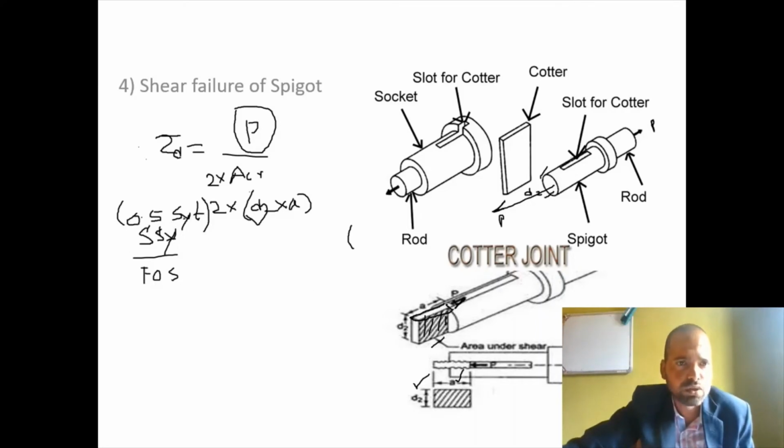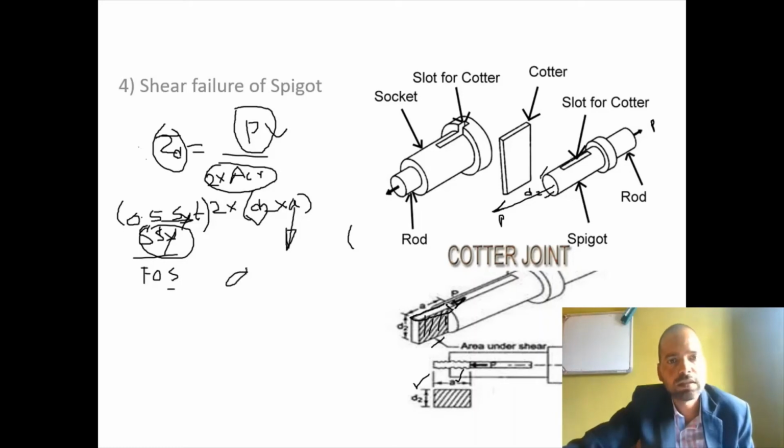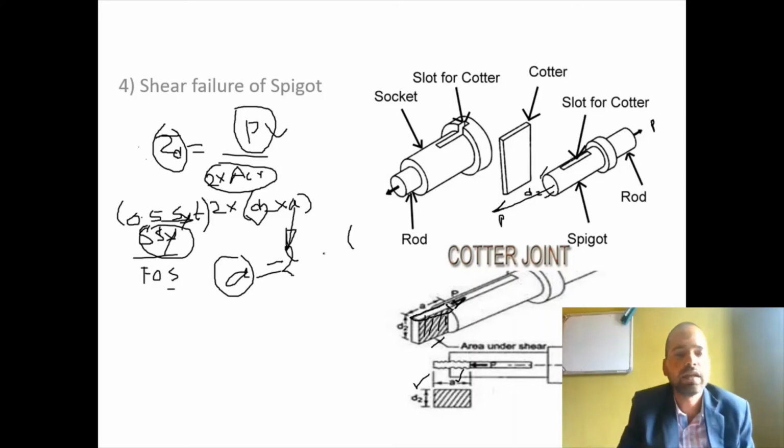So if SYT is known and direct shear stress is SSY upon factor of safety, SSY will be taken as 0.5 times SYT divided by factor of safety. So direct stress will be known, available force will be known, the area of cross-section in the shear is 2 into D2 into A. So what is the unknown in this equation? It is A. From this equation we will get dimension A, right? So this is shear failure of the spigot.